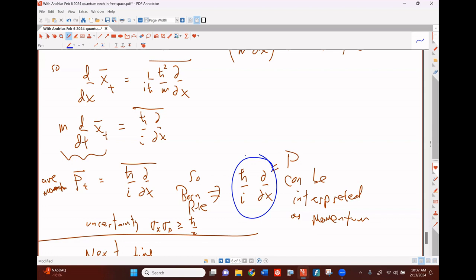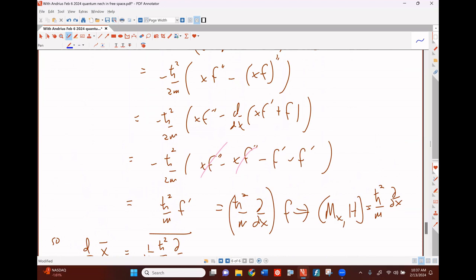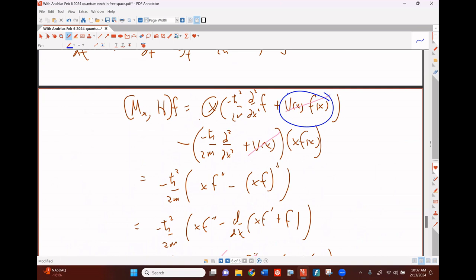Yeah, the mass came in because of the Schrodinger equation, from the very beginning. The part having to do with the potential ends up canceling. It ends up being irrelevant. But it's the minus h bar squared over 2m. Right, so you're right. The kinematic part plays a role here.